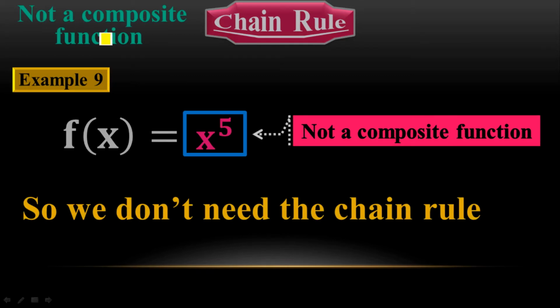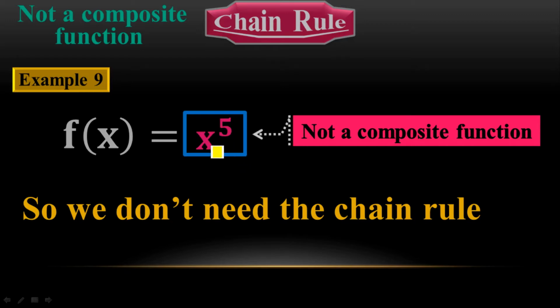Remember, if the function is not a composite function, we cannot use the chain rule. The very first condition for the chain rule to be used is that the function must be a composite function. Since x to the 5 is not a composite function, we cannot use the chain rule here. We can simply use the power rule. So the derivative of x to the 5 will be 5 times x to the 4 by using the power rule, not the chain rule. Chain rule is not applicable here.